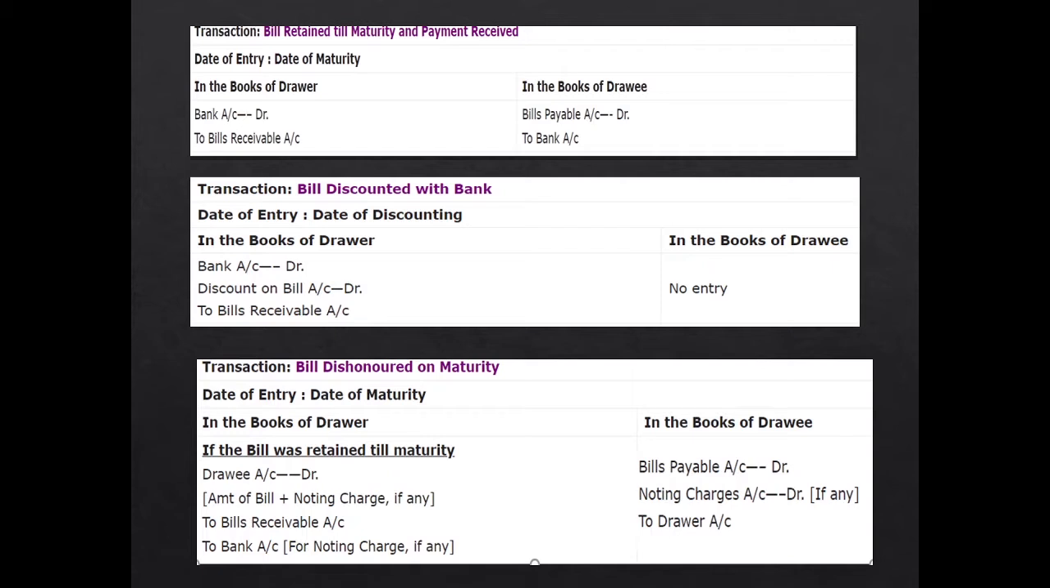If the bill is dishonored on maturity, we reverse the journal entry. Earlier it was bills receivable to drawee account. Now we are reversing it with the noting charges: drawee account debit to bills receivable account to bank account. He will pay the money to the bank for noting charges. And in the books of the drawee: bills payable account debit, noting charges account debit to drawer account.